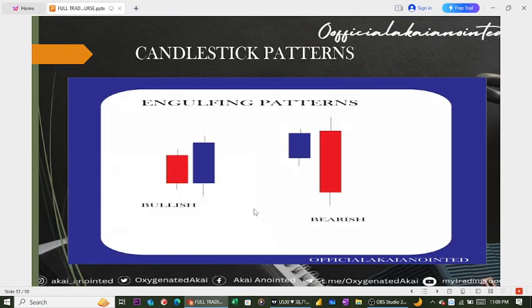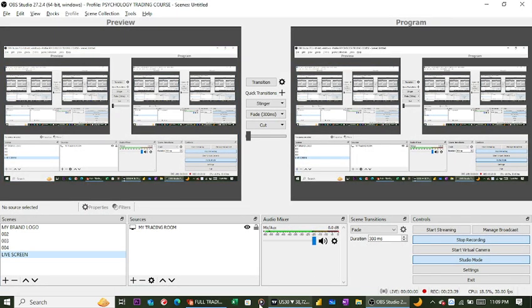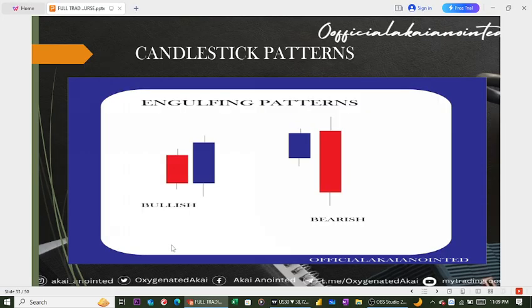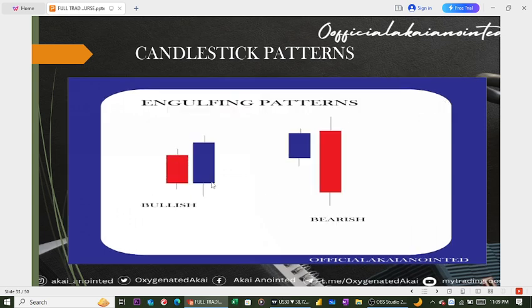So after engulfing patterns, we have bearish engulfing, we have bullish engulfing. I showed you an example. This is an engulfing pattern. You understand? This is the current candle. This is the subsequent candle. When the current candle overshadows the last candle, it is engulfed. So it's an engulfing pattern.